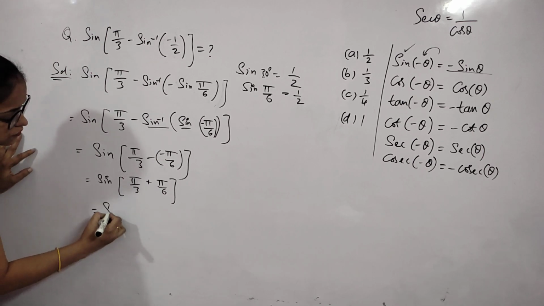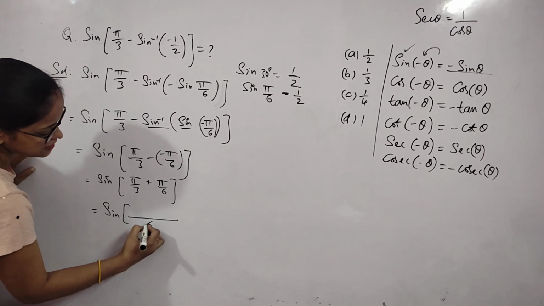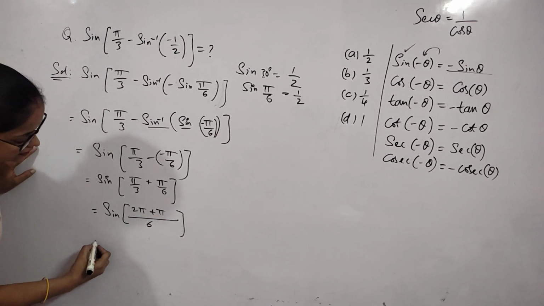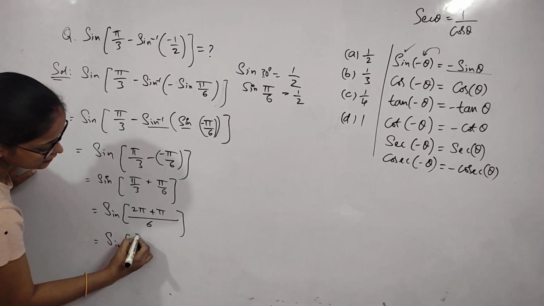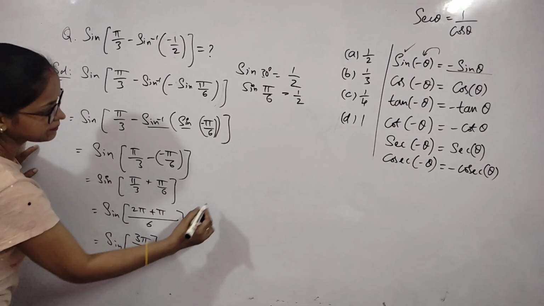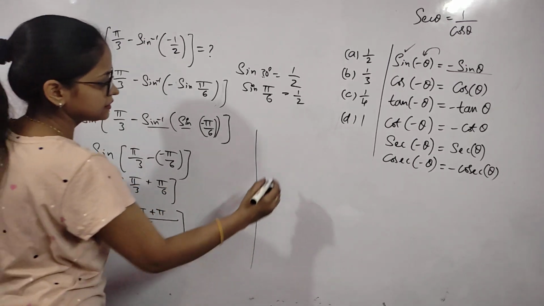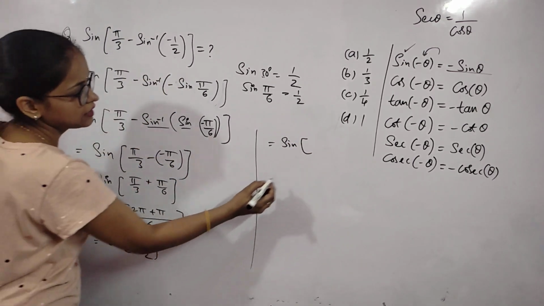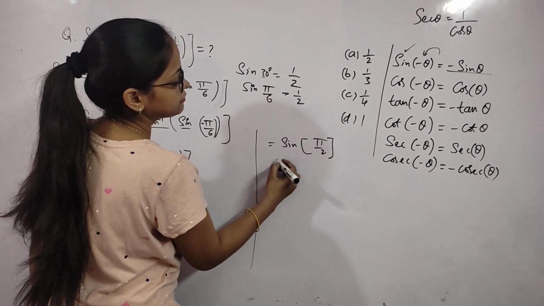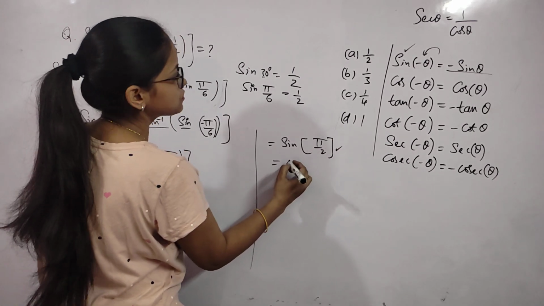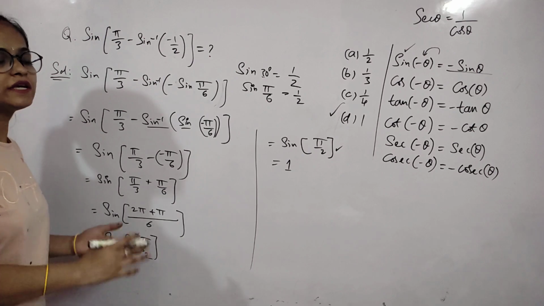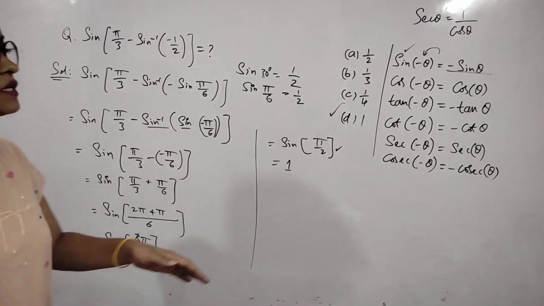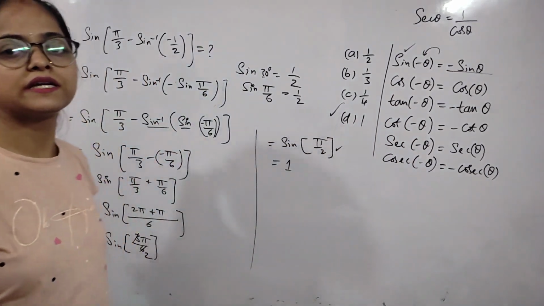Taking the LCM, 6, we get 2 pi plus pi, and this is equal to sine of 3 pi by 6, which is sine of pi by 2, and we know that sine pi by 2 is 1. So our option D is correct. Like this we can solve this type of question in inverse trigonometric functions using these formulas.